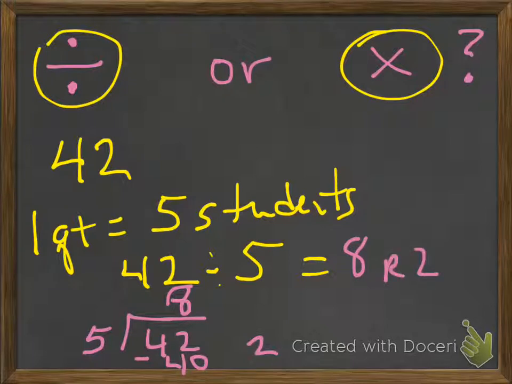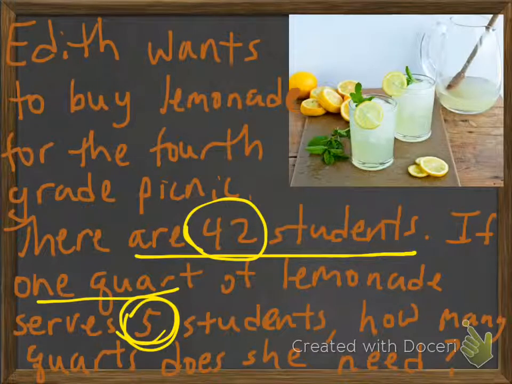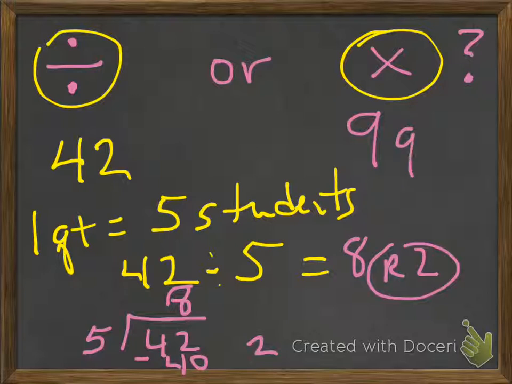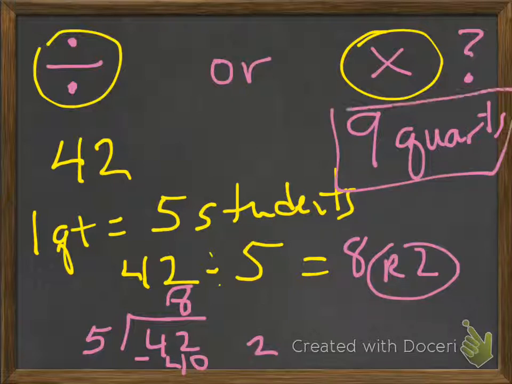However, that doesn't quite answer the question, because Edith wants to know how many quarts she's going to need to serve all 42 students. Well, we're going to need 8 plus an extra one. So in reality, we're going to need 9 quarts, because 1 quart only serves 5 people, so we're going to have a little bit left over. Remember, we still have 2 students that need to get lemonade. So in order for everybody to get lemonade, we need a total of 9 quarts. So again, in this case, our decision was to divide.